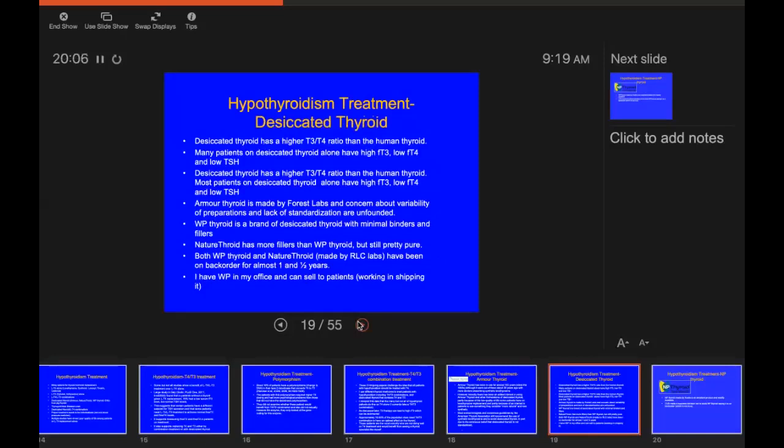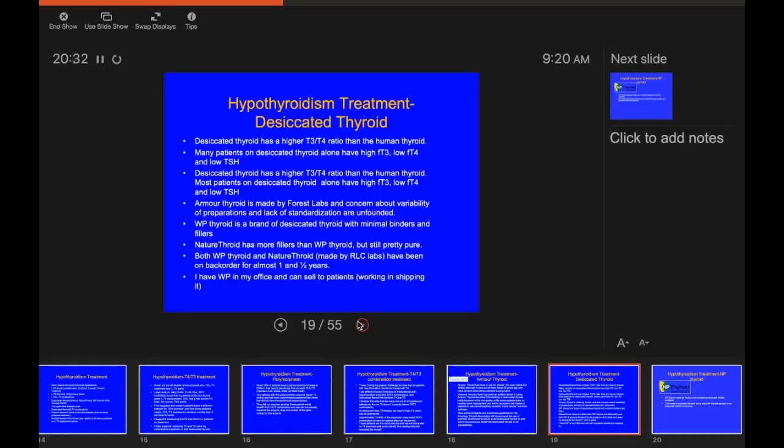Armour Thyroid is made by Forest Labs. And the concerns about variations in preparation and the lack of standards are not true. It's really been shown that the products are quite standardized. There's a brand of thyroid called WP Thyroid. It has the least amount of binders or fillers in it. There's another brand called Thyroid that has a little more binders and fillers than WP Thyroid, still pretty good.